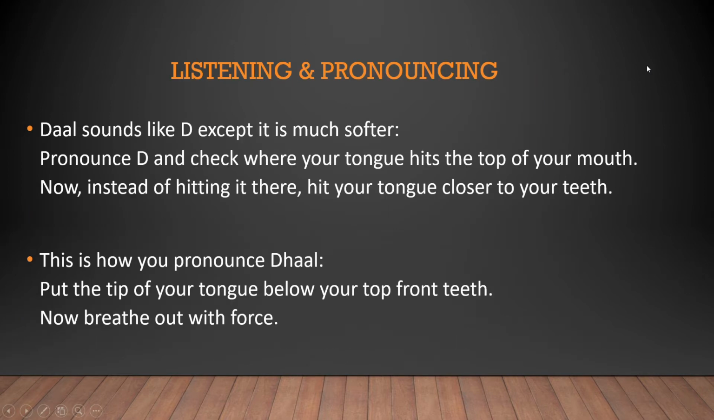Let us now see how to pronounce Dal and Zal. Dal sounds like D, except it is much softer. Pronounce D, pause the video here, pronounce the D, and check where your tongue hits the top of your mouth. When you pronounce D, there's a particular point where your tongue hits the top of your mouth. So you should check it out. Now, instead of hitting it there, hit your tongue closer to your teeth. So instead of putting it where you pronounce D, bring it more to the front and closer to your teeth.